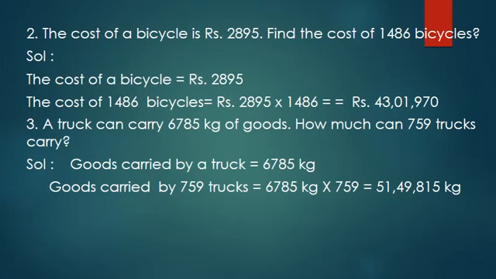Now question number 3. A truck can carry 6,785 kg of goods. How much can 759 trucks carry? So goods carried by a truck is equal to 6,785 kg. Now goods carried by 759 trucks is equal to 6,785 kg into 759. So you will get the answer.